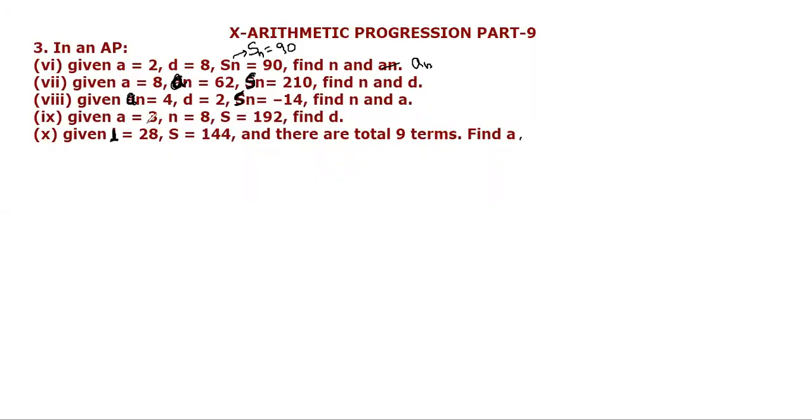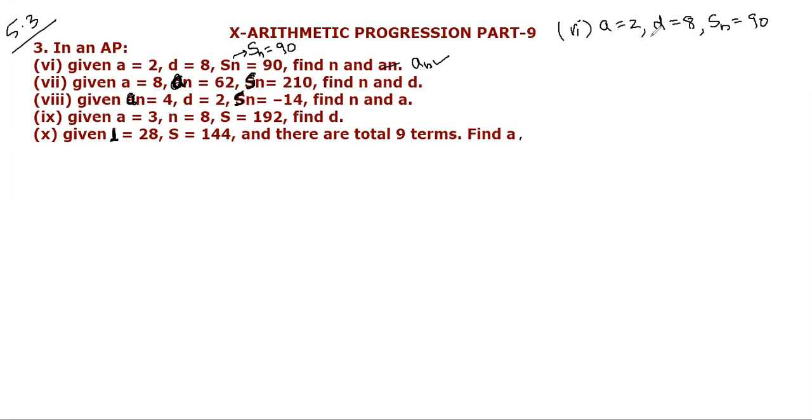Part 9, we were doing question number 3 of exercise 5.3. So question number 6. First from here I am taking question number 6, in which a is equal to 2, common difference is 8, sum of n terms is 90. This question: find number of terms and an.